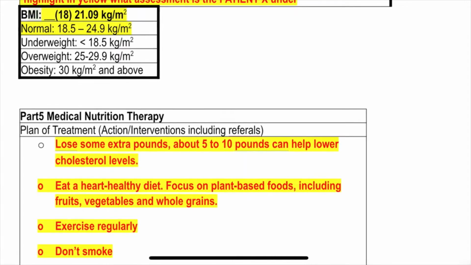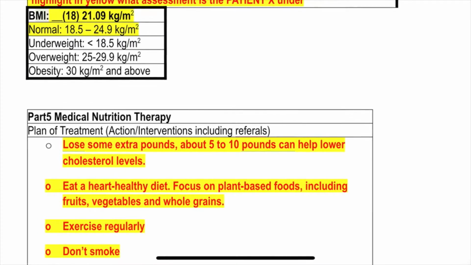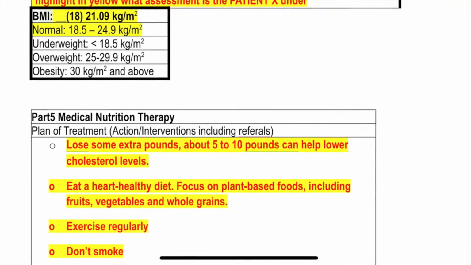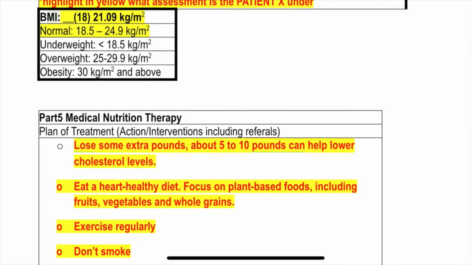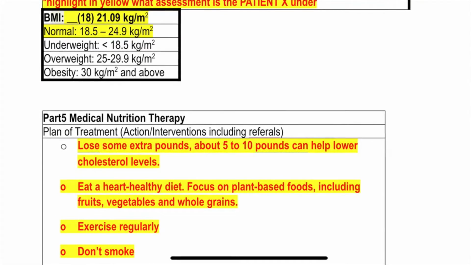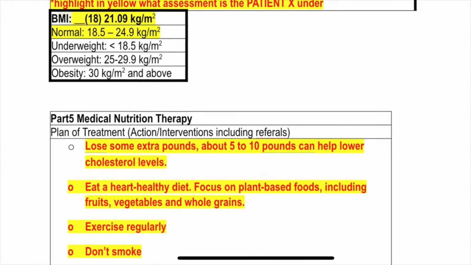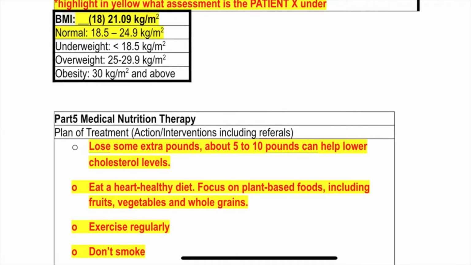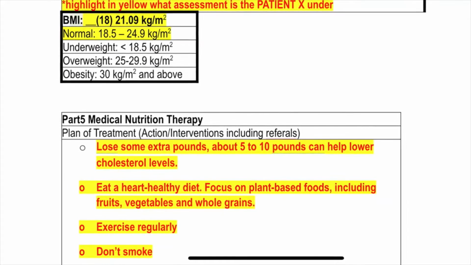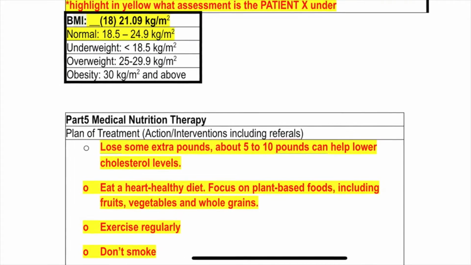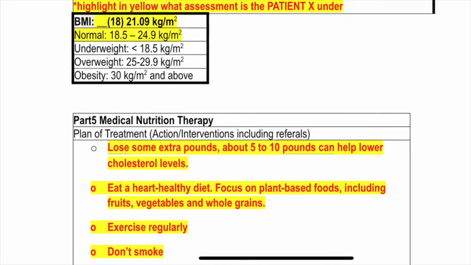So for her medical nutrition therapy or plan of treatment, she needs to lose some extra pounds, about 5 to 10 pounds, so that can help her lower her cholesterol levels. So even though she is normal, she really needs to keep it in check. So I suggest she needs to lose about 5 to 10 pounds and start a healthy diet. Focus on plant-based foods, including fruits, vegetables, and whole grains. And she needs to exercise regularly, and she should not smoke.